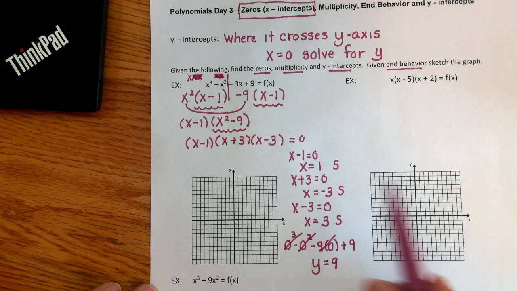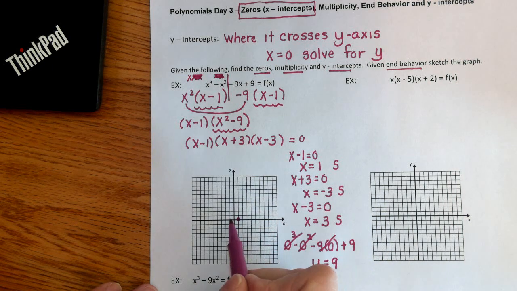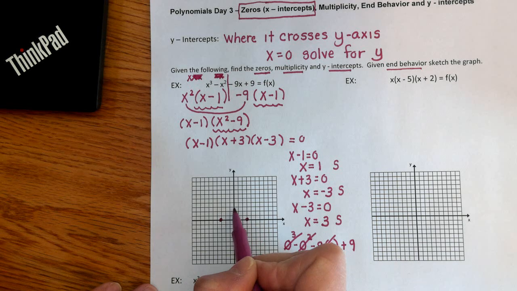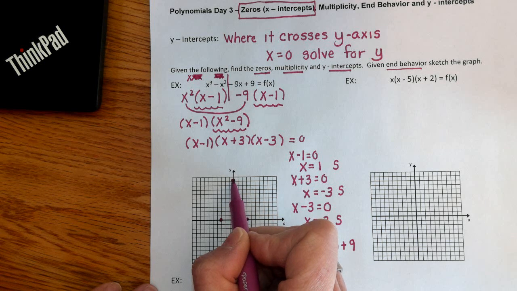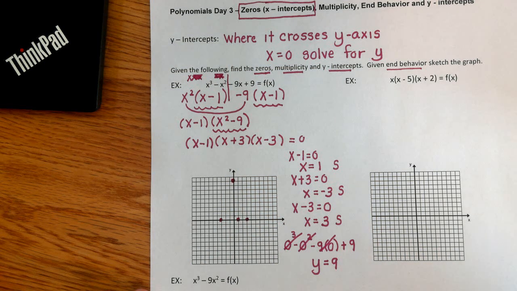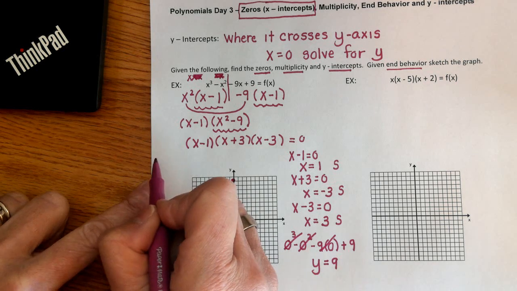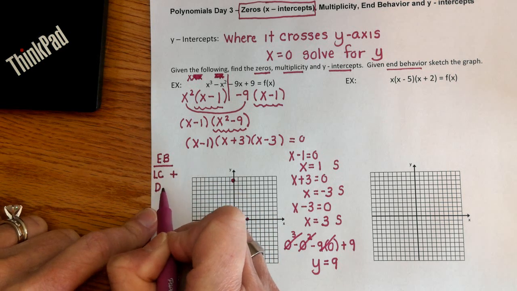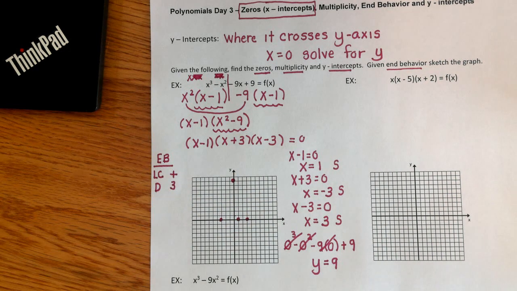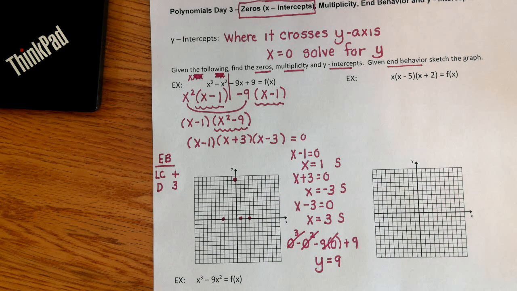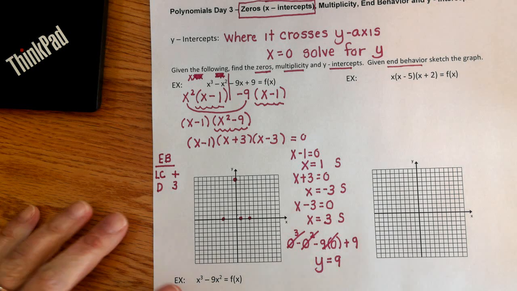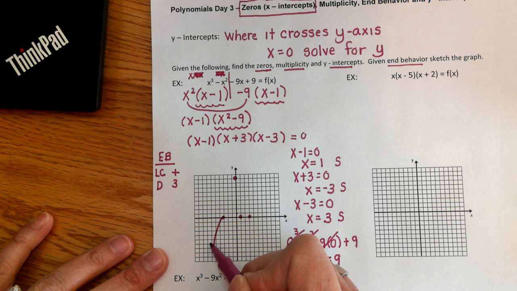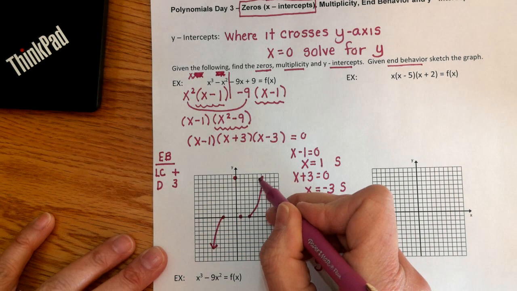So let's plot all of these points. X equals 1. X equals negative 3. X equals positive 3. And y equals 9. 1, 2, 3, 4, 5, 6, 7, 8, 9. So now we need to figure out our end behavior. Now remember, end behavior is determined by your leading coefficient and the degree. The leading coefficient is positive, and the degree on this one is 3. So a positive and a degree that's odd would mean it's going to go down, up. So you go to the furthest left, and it's going to go down, and then the furthest right, and it's going to go up.